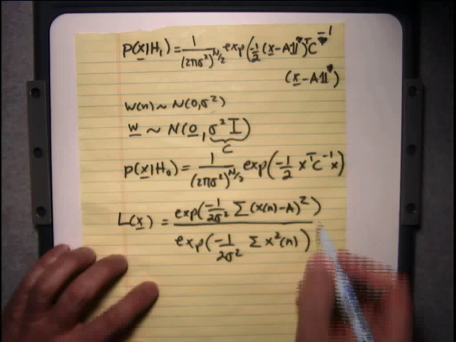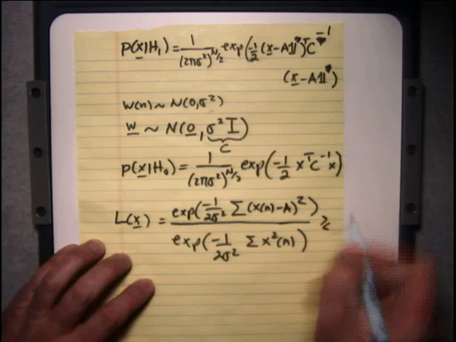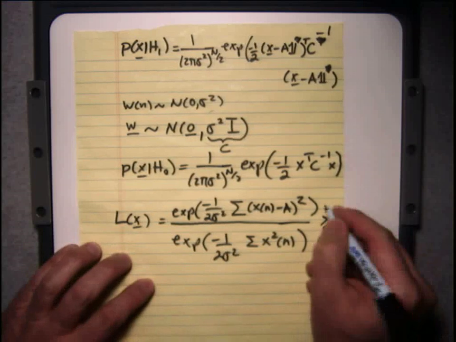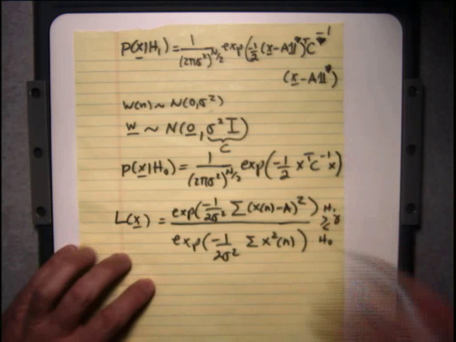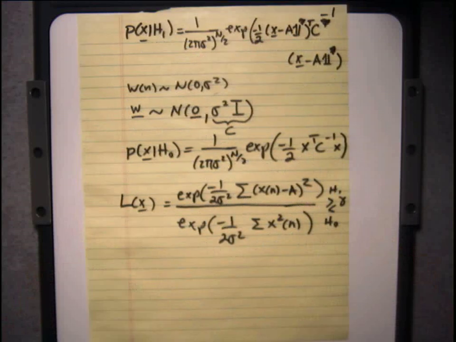Okay, so I could stop here and I could say, okay, well, I'm just going to compare this to some gamma, H1 and H0. And, well, what gamma should I choose here? Well, whatever you want your false alarm to be. Unfortunately, this is a little too messy. Okay? So generally, we don't stop here.